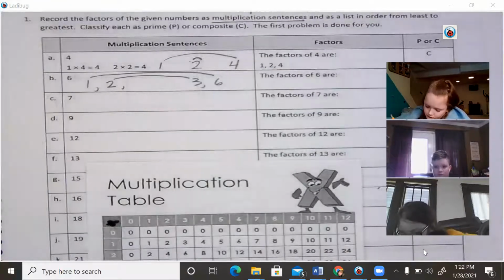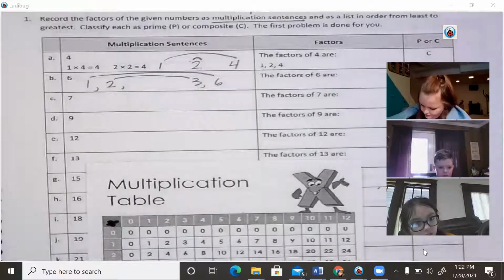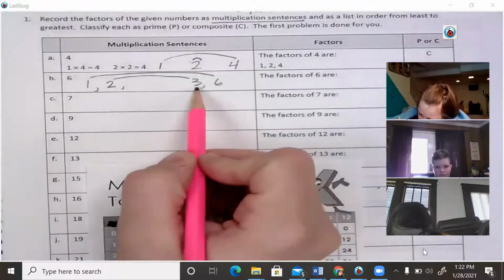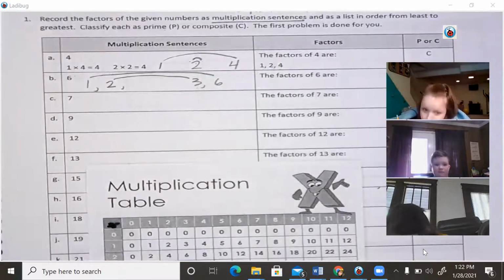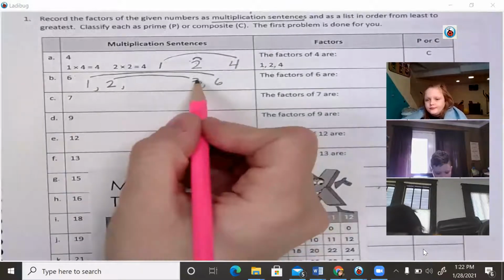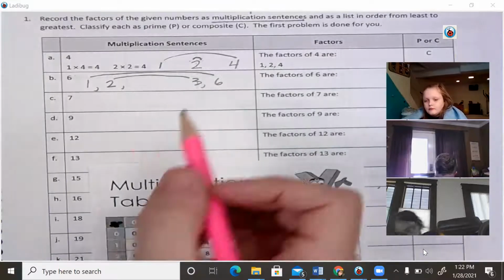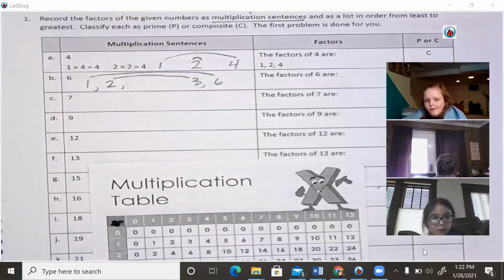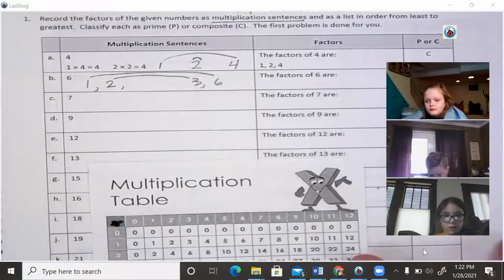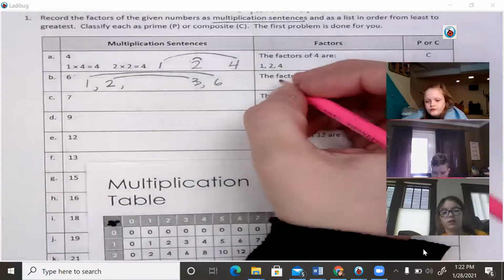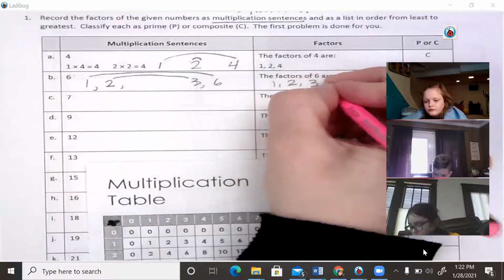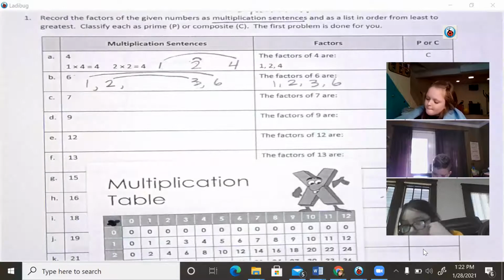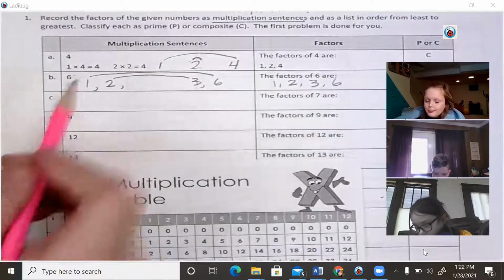Peyton, what comes after the number 2? 3. All right, look, it's right here. So I'm not going to write it again. This is when you can say, oh, yes, I have all the factors because you've got to the turnaround fact. Riley, read me the list of factors for the number 6. 1, 2, 3, and 6. Very good. Riley, is the number 6 prime or composite?